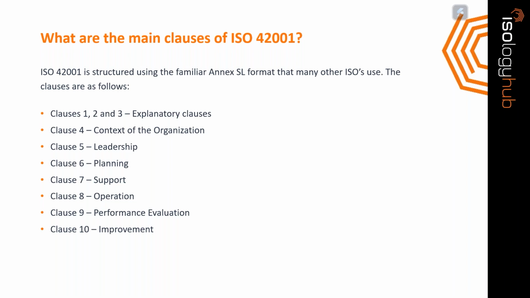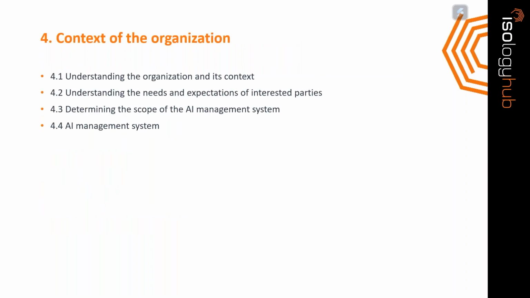So let's take a look at these in a bit more detail, starting with clause 4, context of the organisation. So we need to understand the organisation's business activities, its context in relation to its interested parties, and looking at that from the point of view of the risks and opportunities that AI brings. And there is a requirement here to have an AI management system, which of course can be integrated within your existing ISO management system framework.